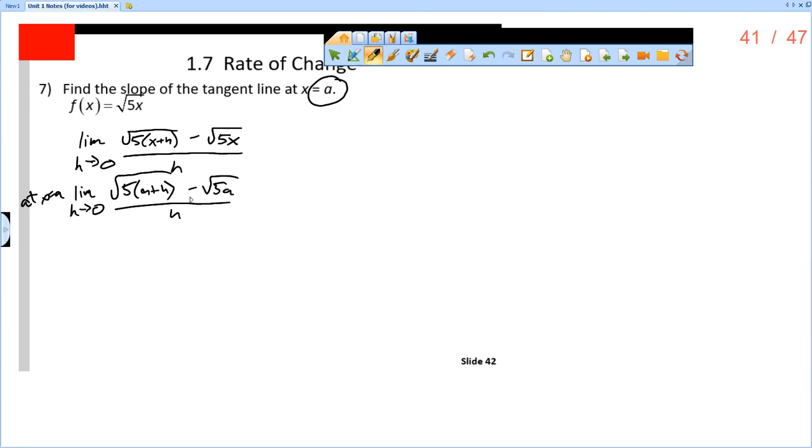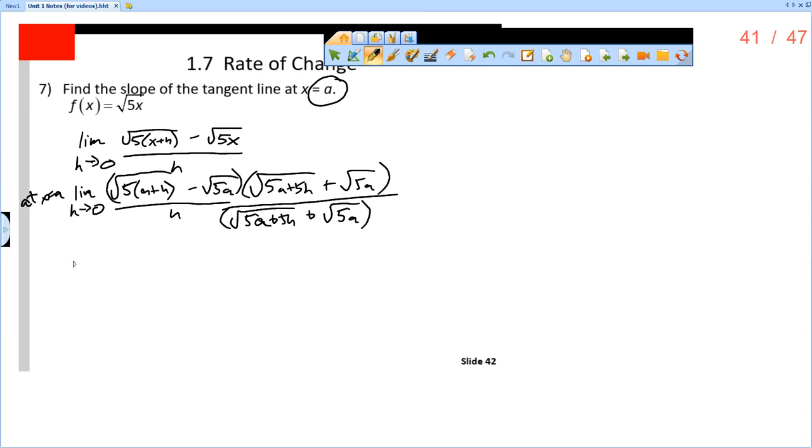All right, so we're going to have to multiply by the conjugate, right? So we're familiar with this. We're going to multiply by the square root of, and instead of 5 times a plus h, I'm just going to write 5a plus 5h. I just distributed the 5. Plus root 5a, and same thing in the denominator, root 5a plus 5h plus root 5a. All right, so now I'm going to multiply out the numerator.